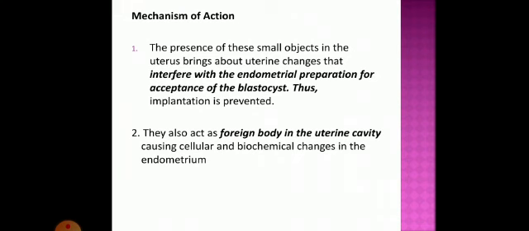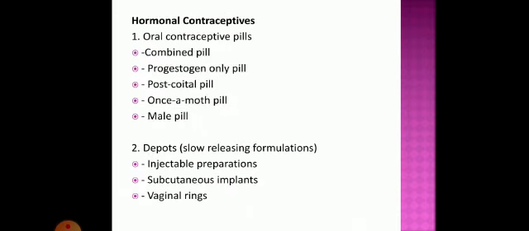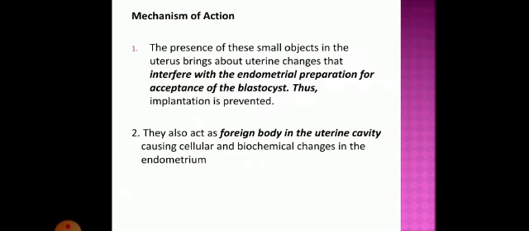The second one is they also act as a foreign body in the uterine cavity, which causes certain biochemical changes in the endometrium and also the uterine fluid, which will actually interfere with the viability of the gamete. So again, what's happening is implantation is being prevented. Those are the main mechanisms of action, but there are 2 more which you can list down.